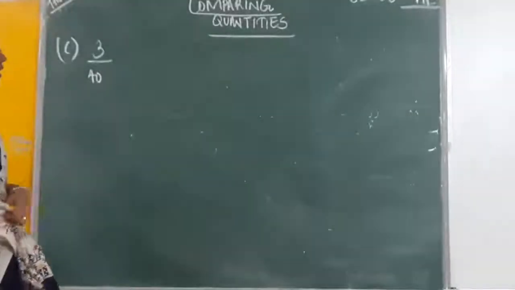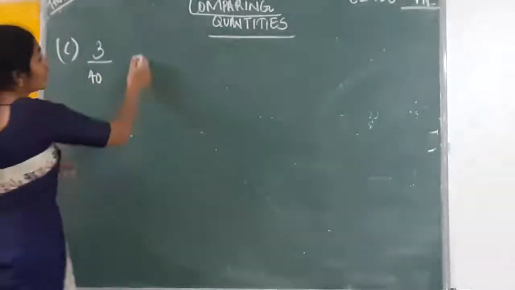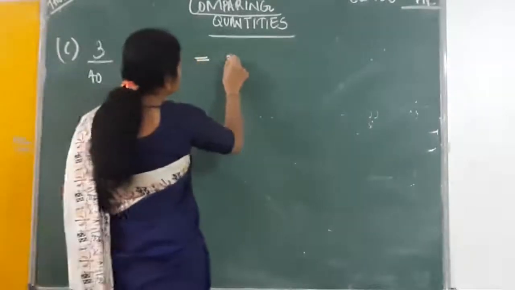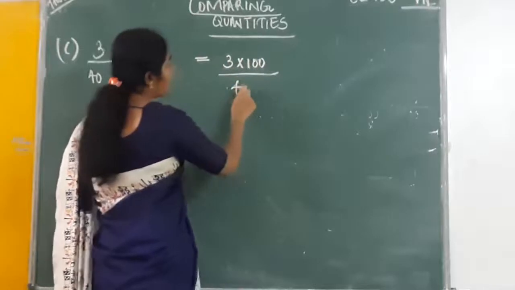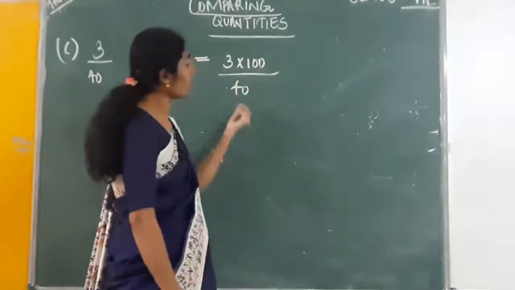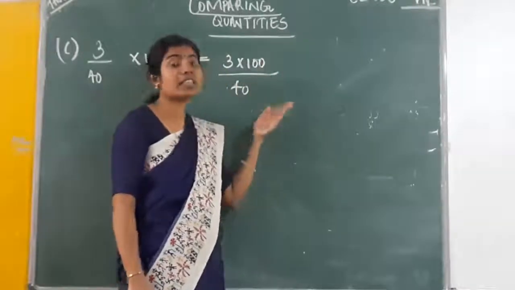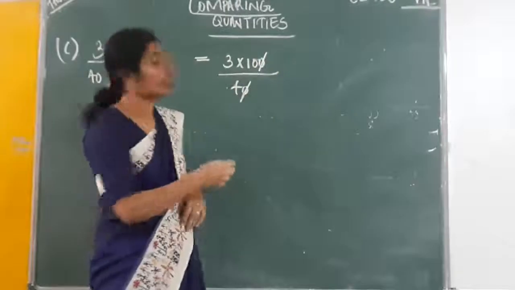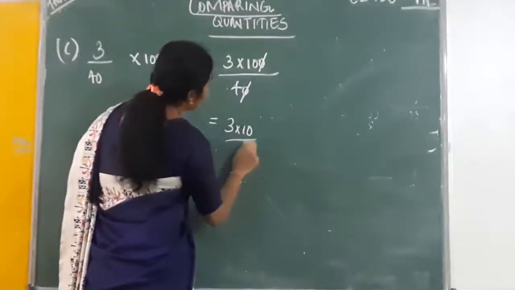Next question, 3 by 40. A fraction is given, how to convert it into percentage? Multiply by 100. So what is it? 3 multiplied by 100 divided by 40. See here, the same number of zeros is in the numerator and denominator, then you can cancel it. See here, 1 zero you can cancel, here also 1 zero. Now what is remaining? 3 multiplied by 10 divided by 4.